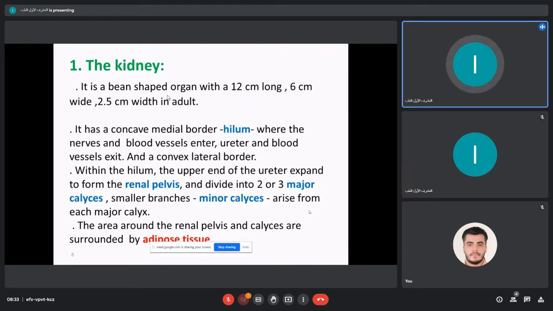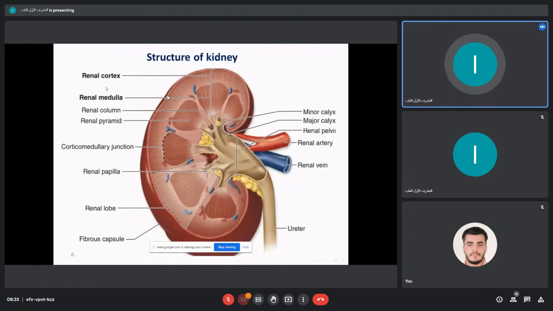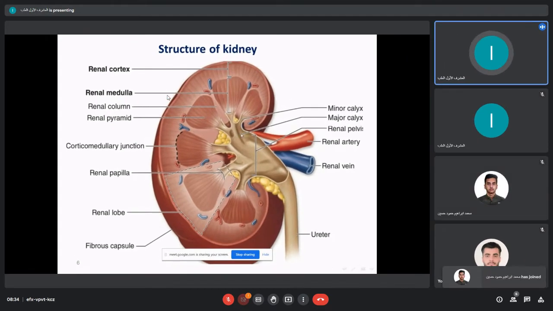First, starting with the most important part, which is the kidneys. The kidneys here, which are bean-shaped structures, measure about 12 by 6 centimeters with a thickness of about 2.5. They have 2 borders, a concave medial border here and a convex lateral border. The concave medial border has the hilum, and the hilum is where blood vessels enter.